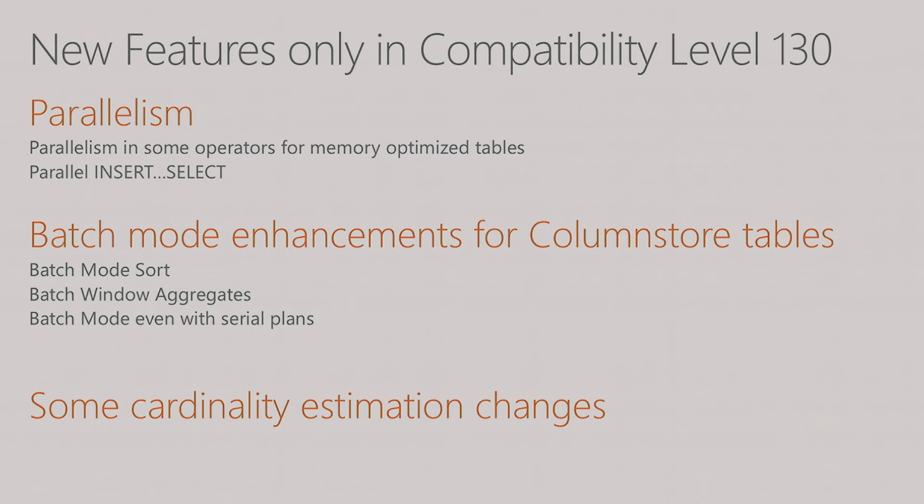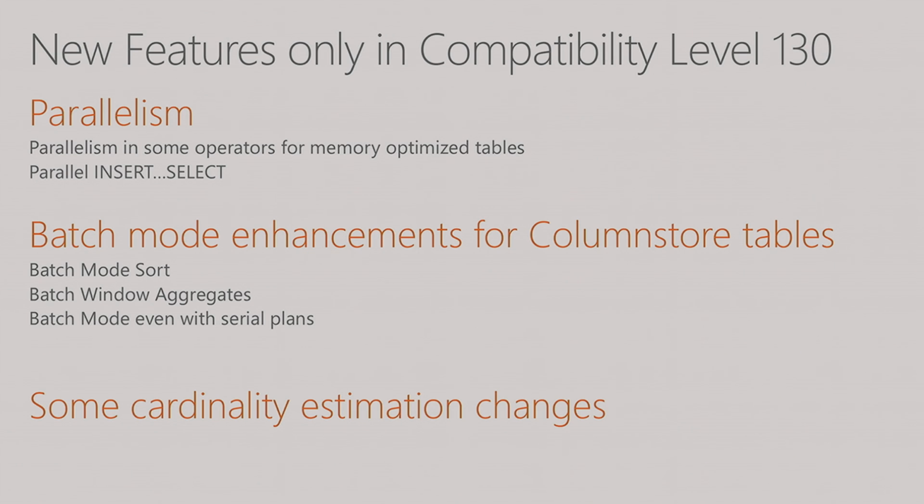Now, I'll talk a little bit more about that when we get to the column store section. At this moment, just imagine that batch mode is a mode of execution where we can use CPU much more efficiently and give you much better performance. A lot of those operations, for example, batch mode sort, and window functions like rank, lag, or lead, are only available in batch mode if you use compat level 130.